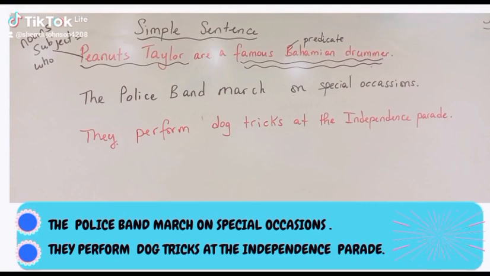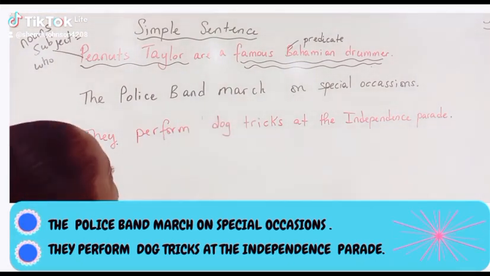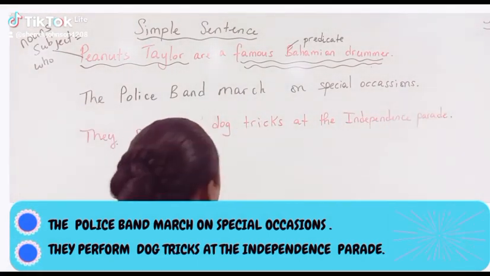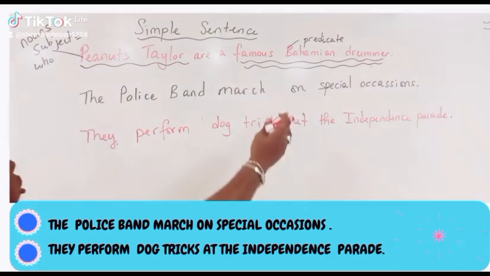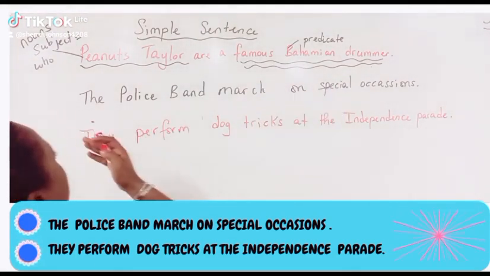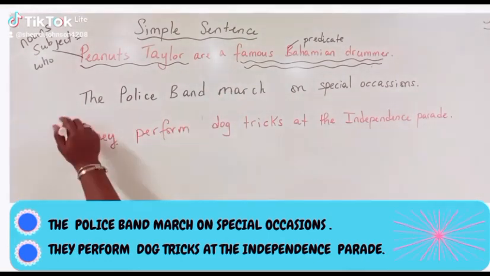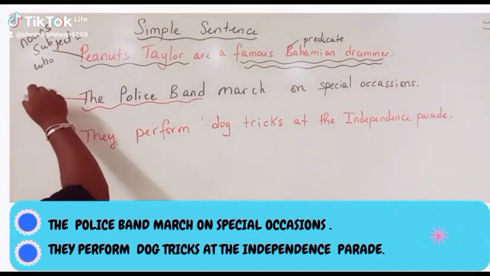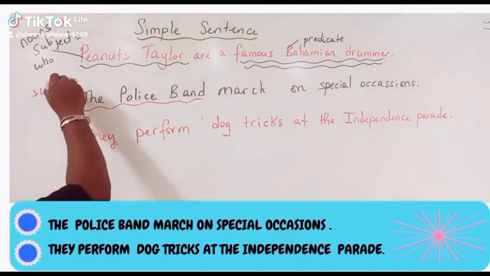Students, we're going to look at another example so that we can impress upon your mind what ingredients we need to write a sentence. We stated earlier that we must ask the question, who? Who march on special occasions? The question that we ask, the answer is the police band. So we're going to highlight the police band because this is the subject.